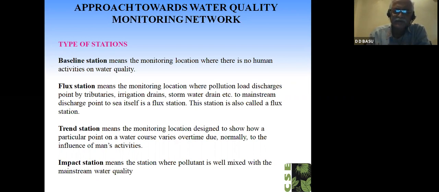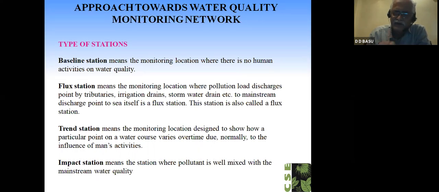Flux stations. This is the tributary, irrigation drains, stormwater drains, or this stormwater drain carries the water. That means it is flux, that the quantity load is discharging to that main river. This station is called a flux station. So your discharge point will be a flux point. Suppose you are discharging, you have to maintain what is the flux you are discharging. A monitoring trend means to show how a particular point on a water course varies over time. This is a trend analysis.